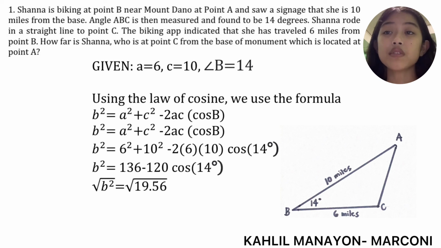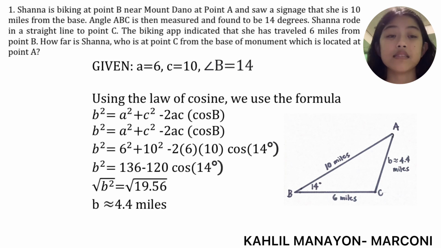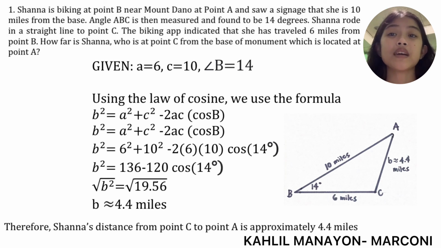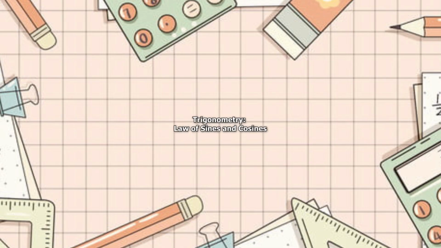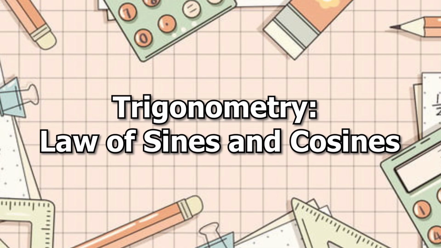We take the square root of both sides to get side b. Rounding off to the nearest tenth, our answer will be b is equal to 4.4 miles. Therefore, Shana's distance from point C to point A is approximately 4.4 miles.